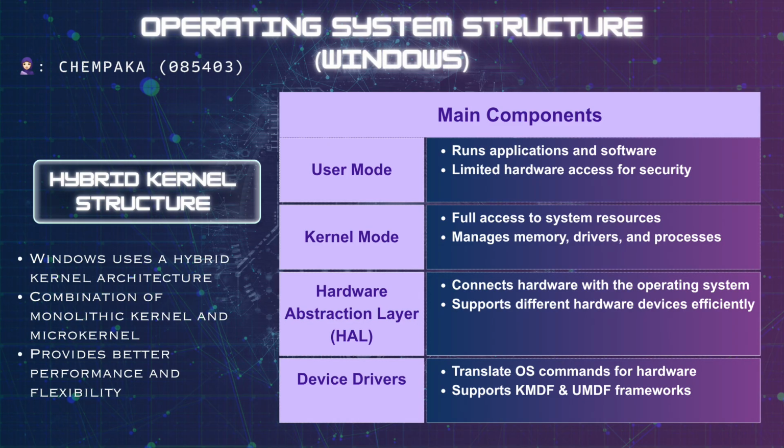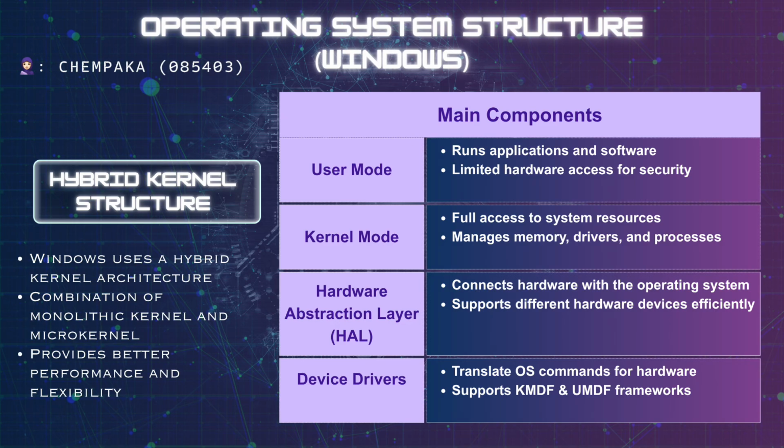The second component is kernel mode. Kernel mode has full access to system resources and hardware. It is responsible for managing important operations such as memory management, process handling, and device communication. This mode ensures the operating system runs efficiently.